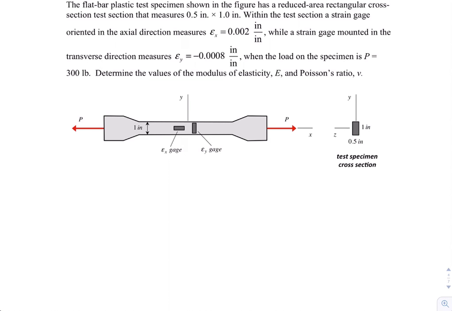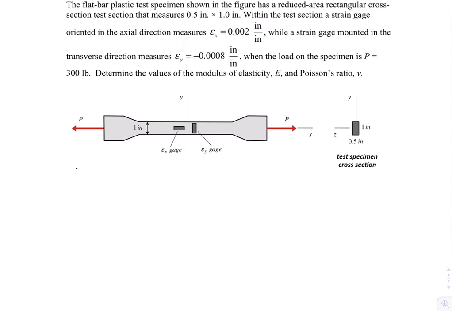In this problem, we're asked to look at a set of experimental results from a uniaxial test on a specimen. During these tests, we were able to measure through strain gauges what epsilon x and epsilon y are. Again, the loading is along x, so epsilon x is the axial strain and epsilon y is the transverse strain. What we want to do is back out from that, knowing the cross-section of the specimen, the values for the Young's modulus and the Poisson's ratio.